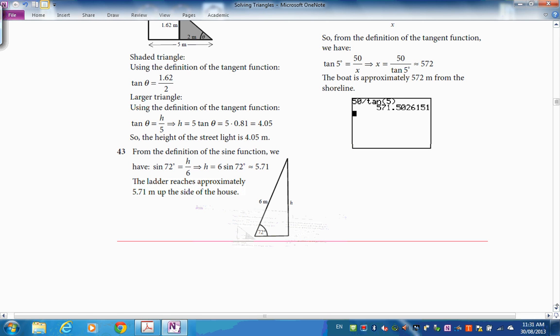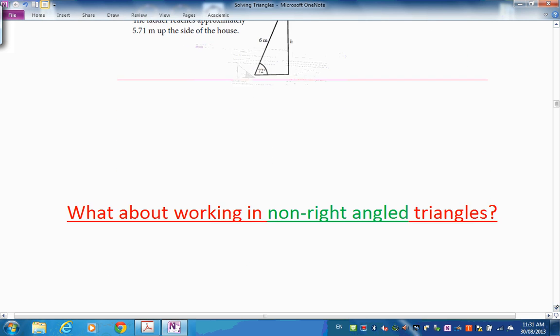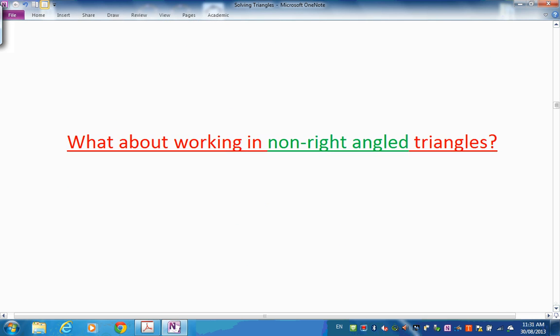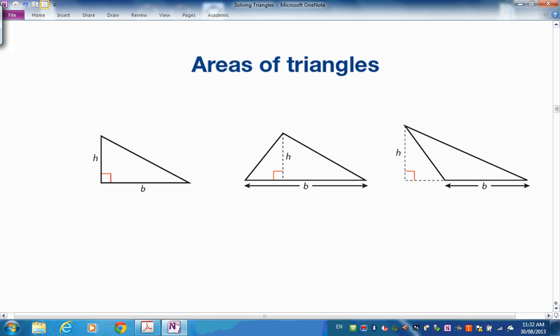I've got an exciting question for you. It's coming up here. Hey, what about working in non-right angle triangles? We haven't done that before, have we? So let's have a look now at what we can do in a non-right angle triangle. There's a few things. Let's first of all look at the areas. Okay. Now the areas of triangles.